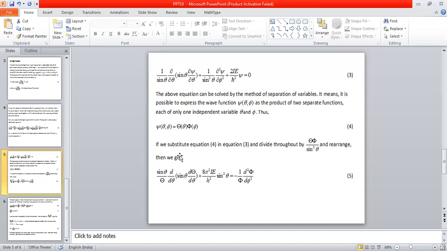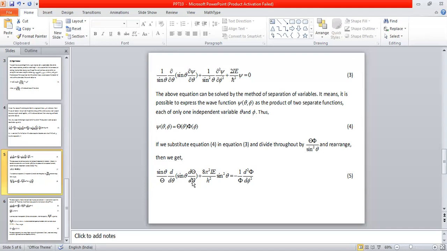Now here, observe carefully. On the left side of the equation, we have two terms, and on the right side, we have one single term. On the left side, the two terms are purely functions of the coordinate theta. Whereas on the right side, the entire term is a function of another coordinate, phi. So therefore, a pure function of theta is equal to a pure function of phi.